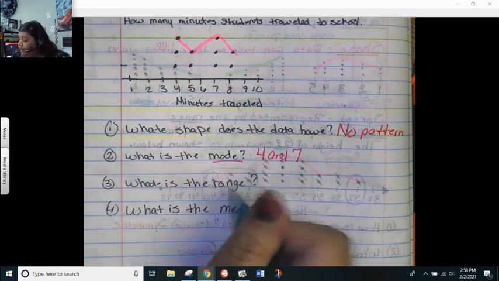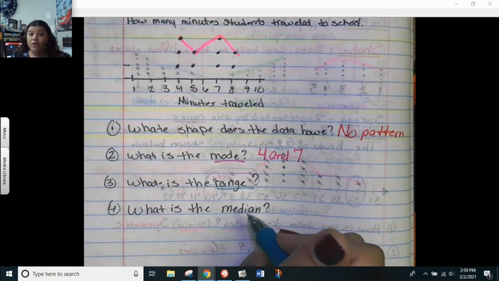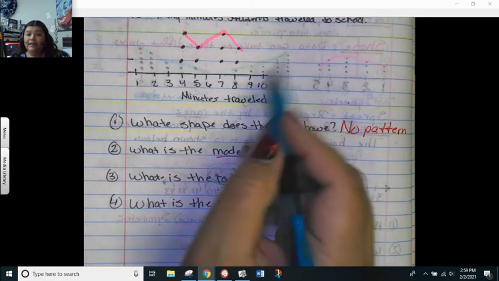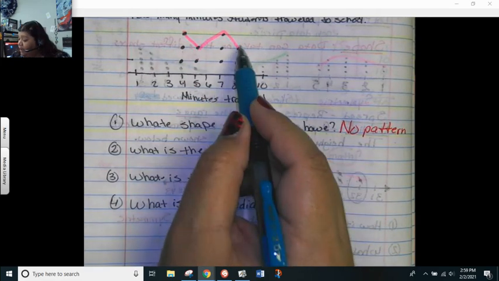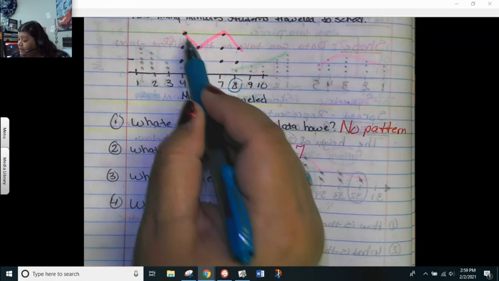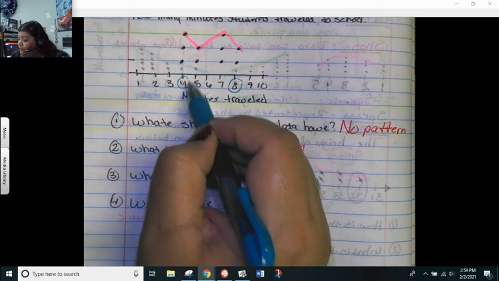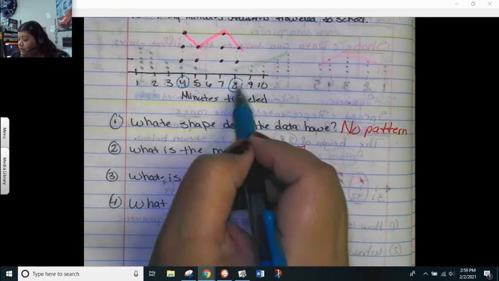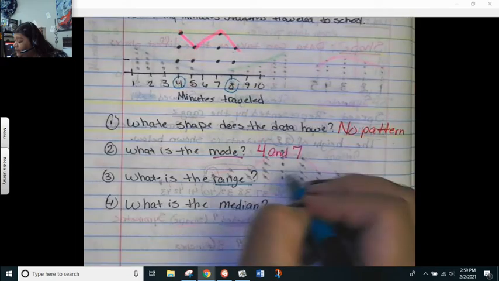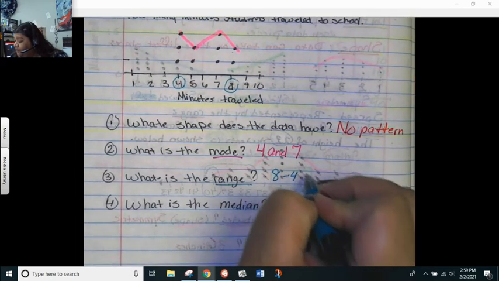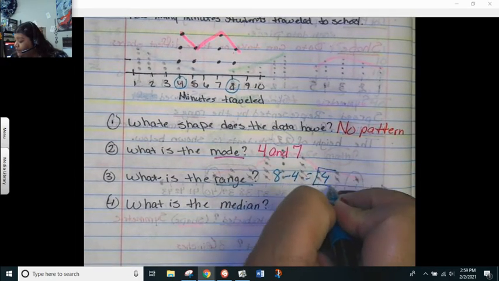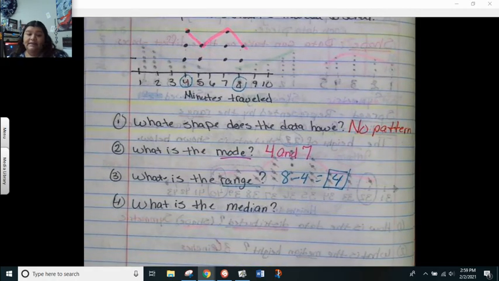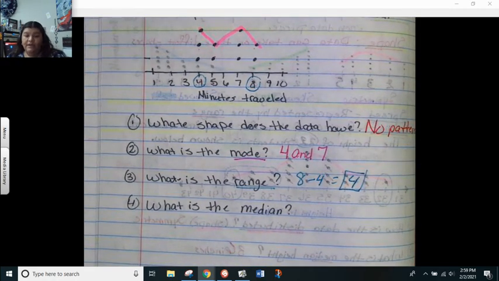Next one, range or spread. You remember I'm looking at the biggest number with the dots. That's going to be an 8. The smallest number that has dots is the 4, not the 1 and 10. So 8 minus 4 is 4. So the spread in data is 4.